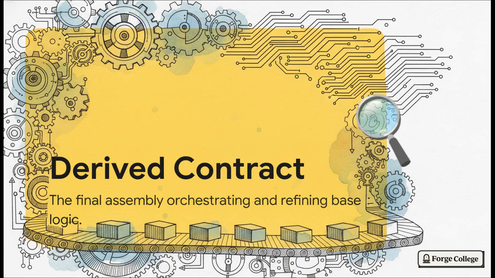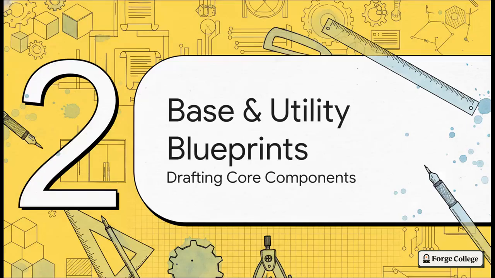And finally, we have the derived contract. This is the final assembly line of our machine. It brings the bases together, orchestrating and refining the logic. It inherits the state and the tools, and uses those inheritance hooks to customize behavior, all without duplicating a single byte of storage or logic from the base levels below it. Pretty slick, right? All right, moving right along to Section 2, Base and Utility Blueprints, drafting the core components.